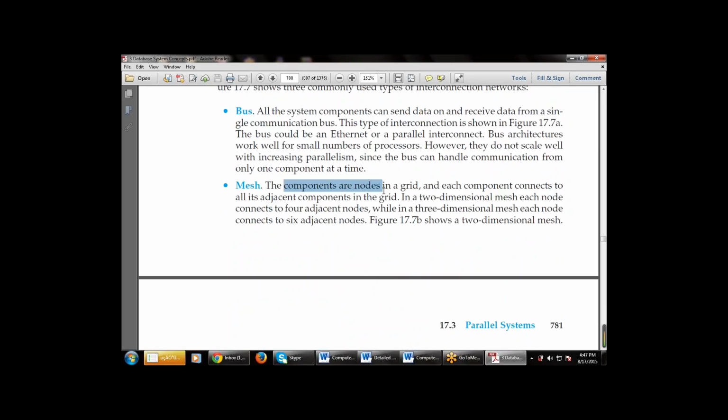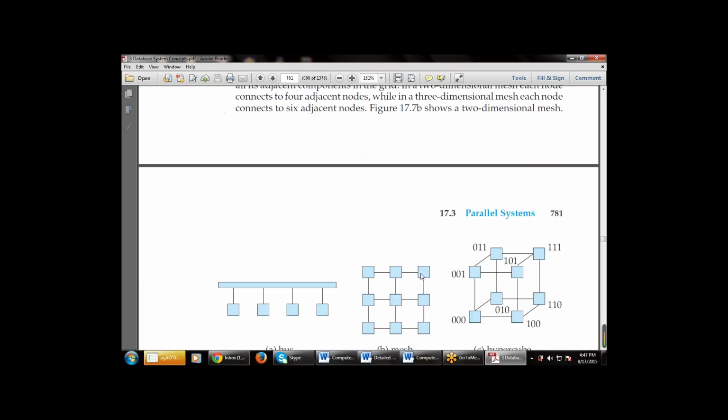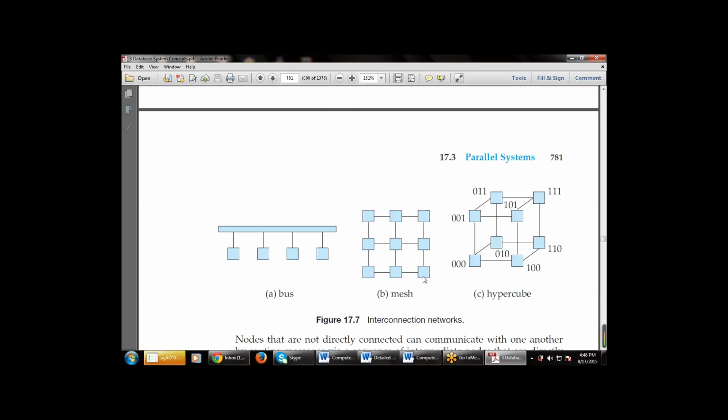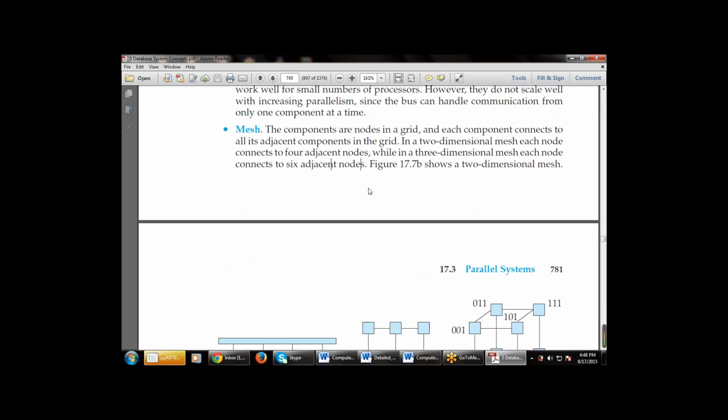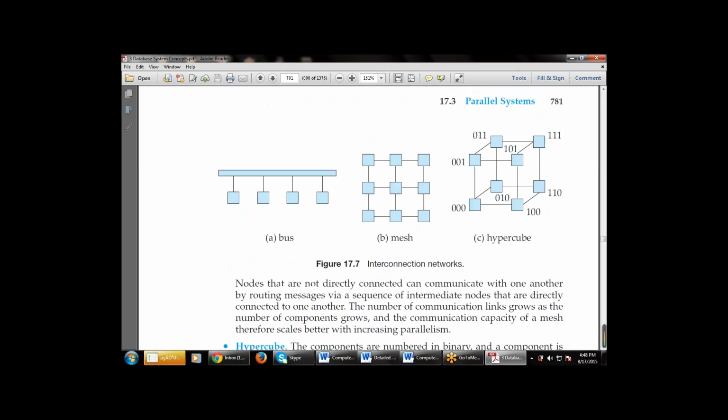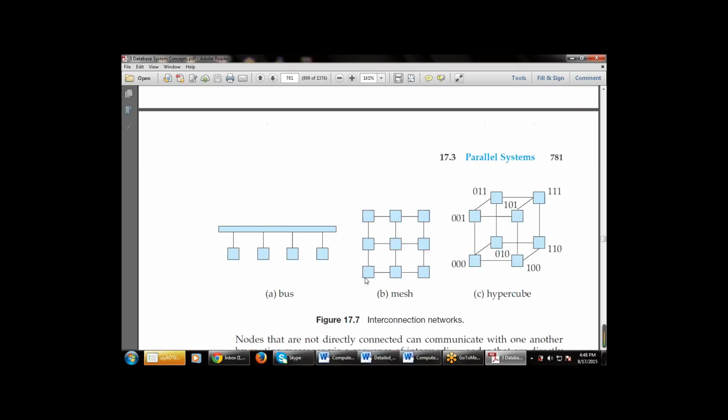In the mesh, the components are nodes in a grid. These are the various components available in a grid, and each component connects to all its adjacent components in the grid. So whatever components are available in these grids, each connects to its adjacent sites. These are the different sites connected with each other.